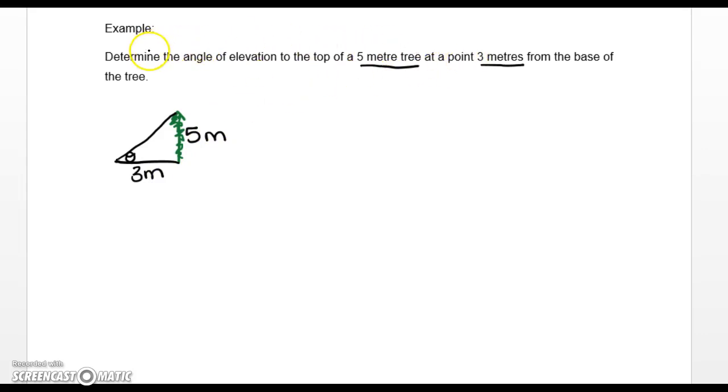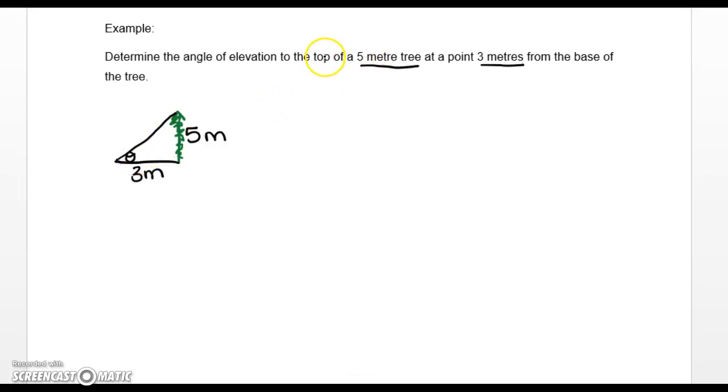So we're determining the angle of elevation. When we look at the angle of elevation, it's usually some sort of reference point from a straight horizontal line. And when we're talking about elevation, we're talking about going up somewhere. So that's how we determine where the angle of elevation is.